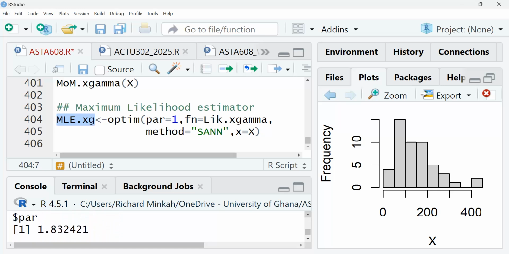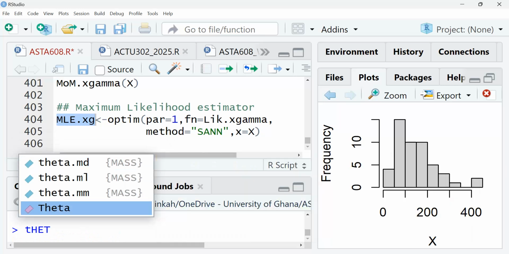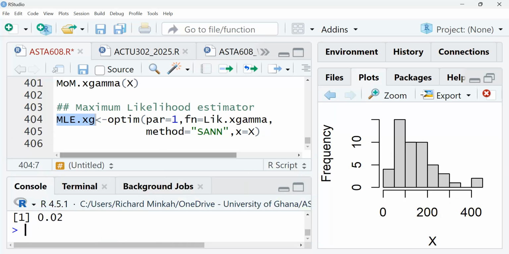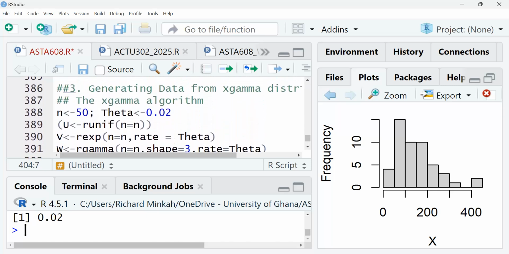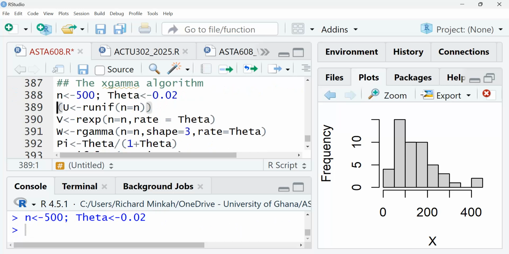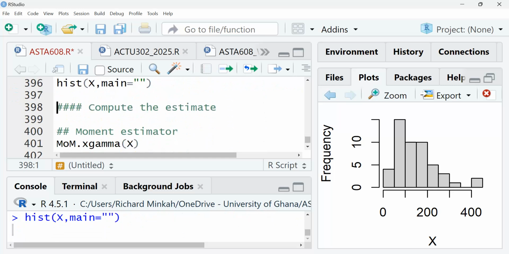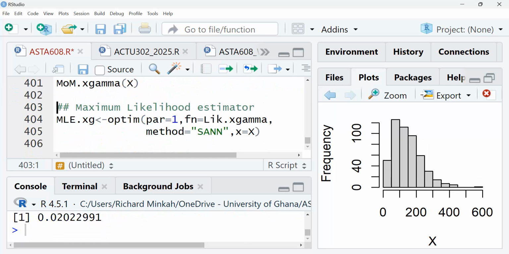Yeah. 1.83. So, but we are interested in what? Let me see, theta. Theta is 0.02, so it's not close to it at all. I'll go back and see how. Let me increase it to 500 and see whether I'll come close to it. So it looks like this. Moment is still close.